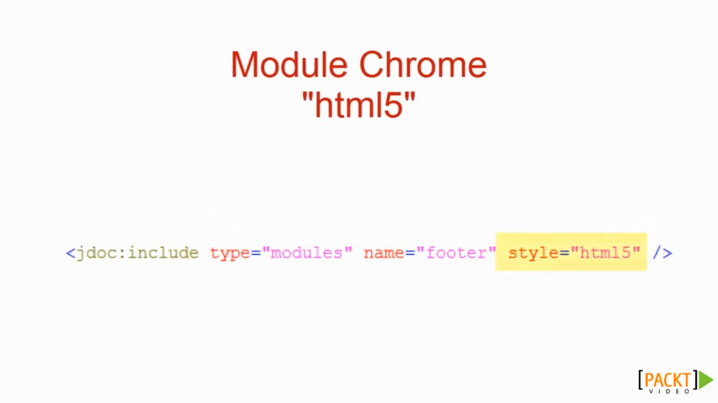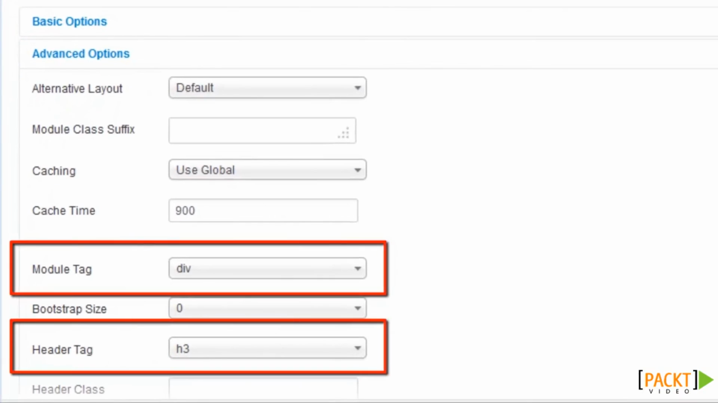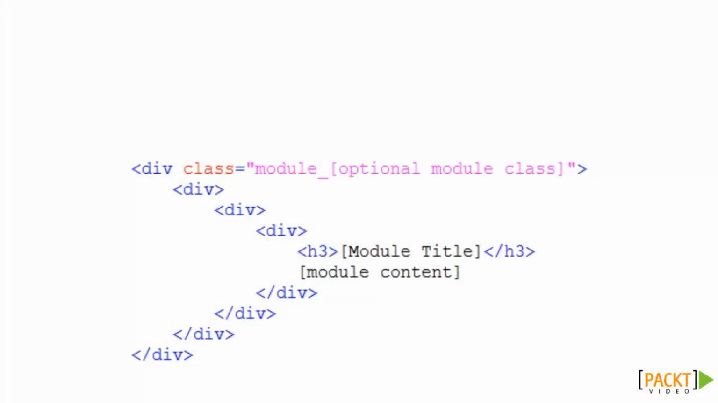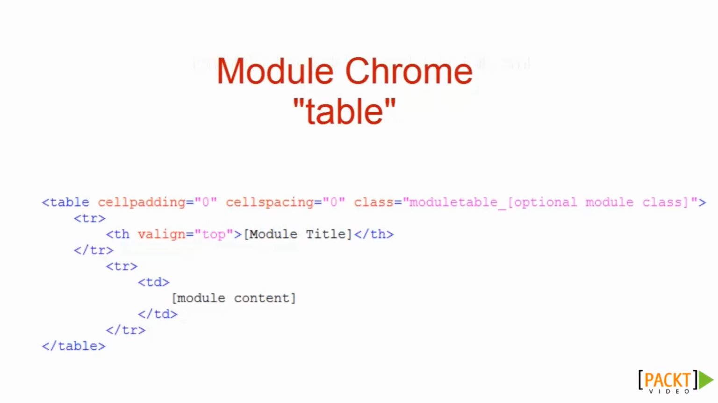Module chrome HTML5 will output the module content in a similar format, except that it allows the admin to set the tag and header to be used in the module parameters. The rounded chrome adds 4 nested div tags, enabling a designer to create a box with rounded corners. The table style outputs the module in a table cell.